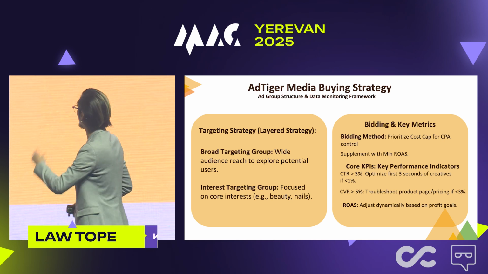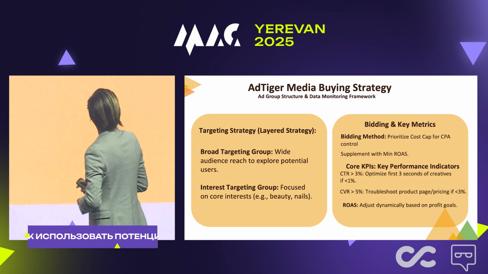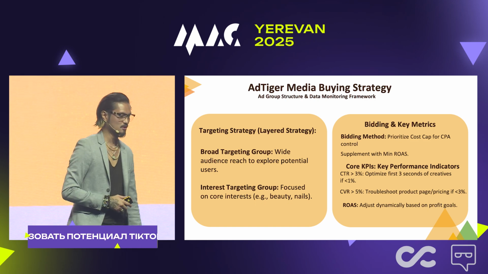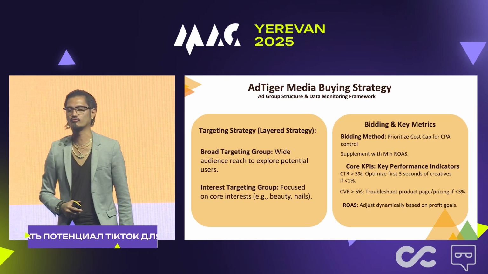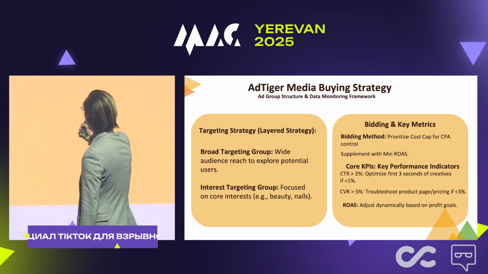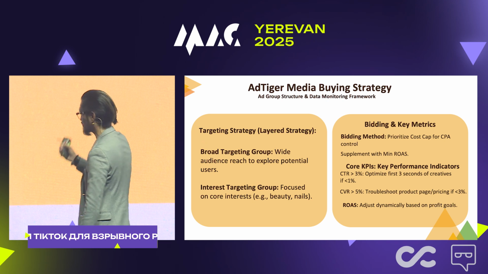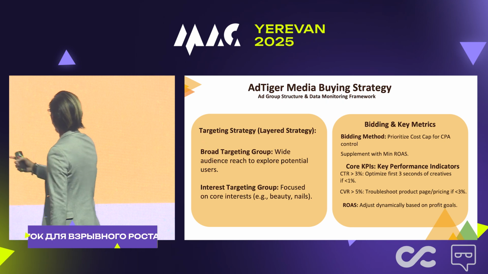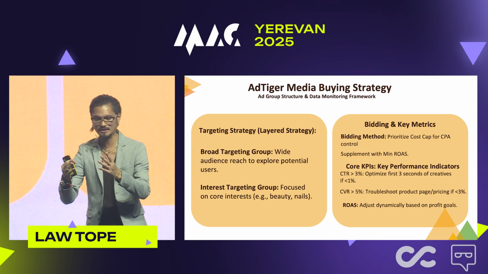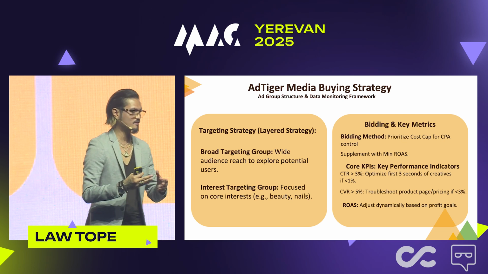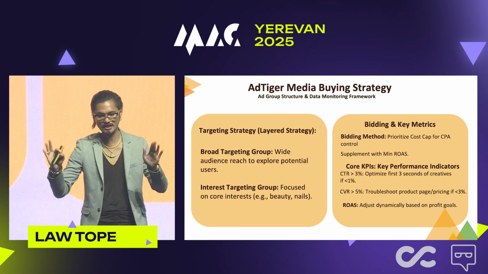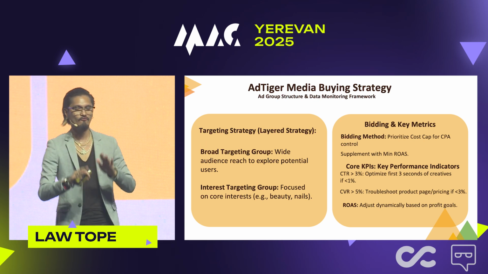Bidding and key metrics. Bidding method: prioritize cost caps, CPA. You need to control your CPA, supplemented with a minimum return on ad spend. Core KPIs: if your CTR is higher than 3%, you're good. But if it's less than that, you need to optimize your creatives. If it's less than 1%, the first 3 seconds in your creatives is the most important part for TikTok.